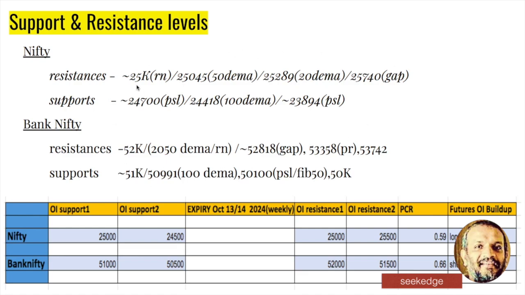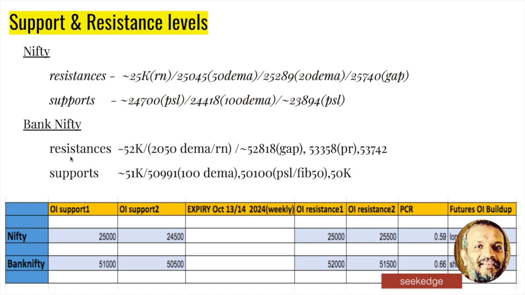Make a note of that. Resistance 25,000, 25,300, then 25,750. Supports 24,700, 24,400, 23,894. In between we have 24,000. There also can be a round number.